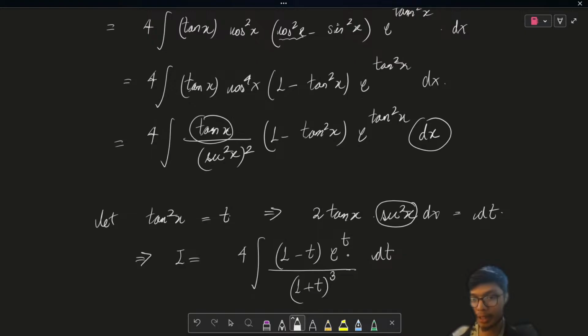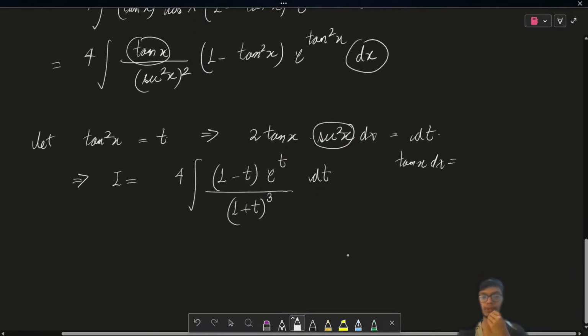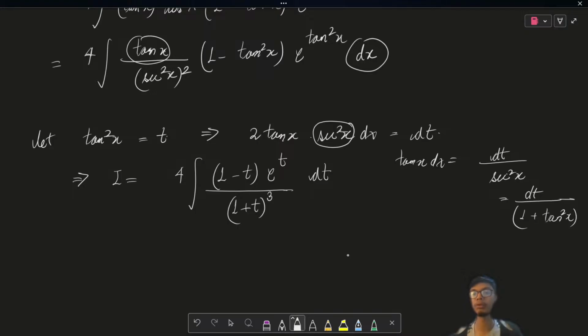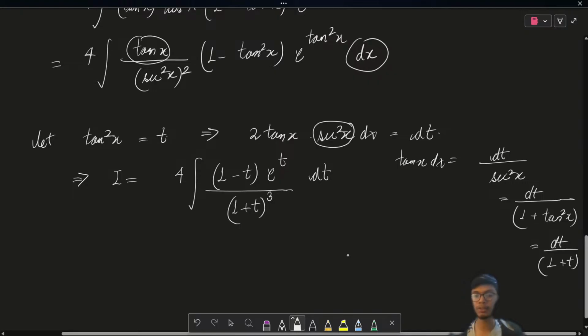So this becomes 1 minus t, e to the power t, and this tan x dx becomes dt upon secant square x, which can be written as dt upon 1 plus tan square x, which becomes dt upon 1 plus t. So this 1 plus t square and 1 plus t becomes 1 plus t cube. I hope this is clear.